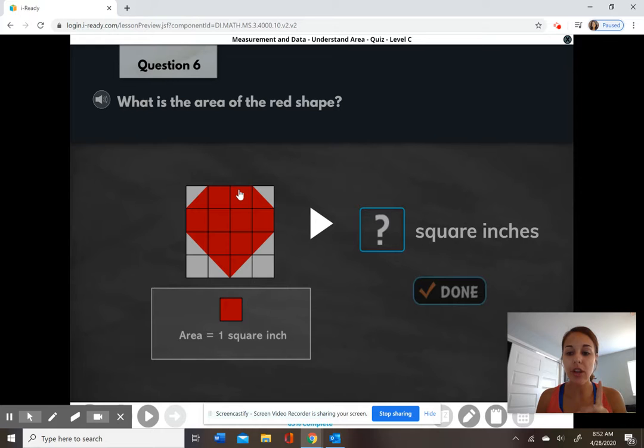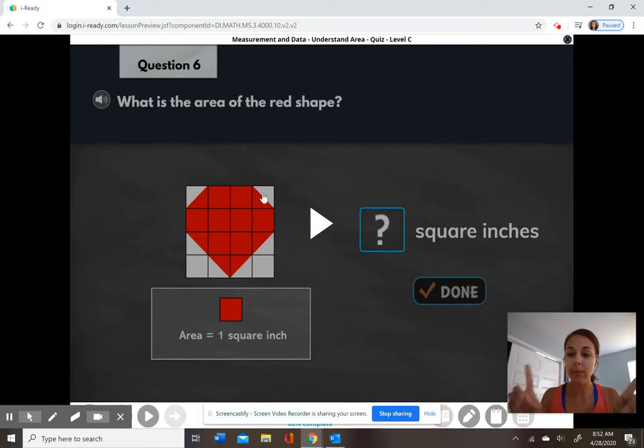So I would start with counting the ones that are fully filled in. It looks like I have 1, 2, 3, 4, 5, 6, and then I have 7 over here, and I have 8 over here. Those are all of my full squares that are 100% filled in. 1, 2, 3, 4, 5, 6, 7, 8. 8 squares. Then I have halves. So I have 2 halves. I know 2 halves make a whole.